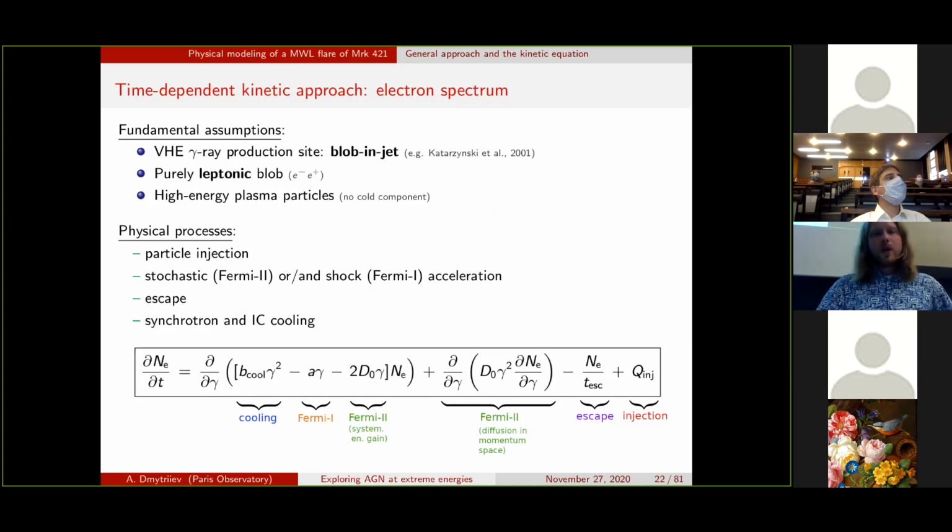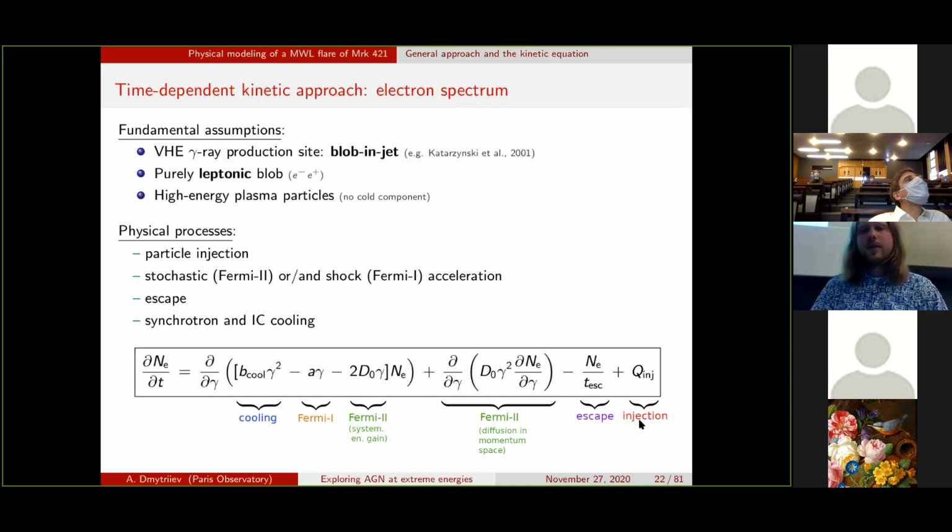There are a few physical processes happening in the blob. Particles are injected in the emitting region. They can undergo acceleration, Fermi 1 by shock or Fermi 2 by turbulence. They escape, they leak out of the emitting region, and the particles emit synchrotron emission and SSC emission, and they undergo synchrotron and inverse Compton cooling.